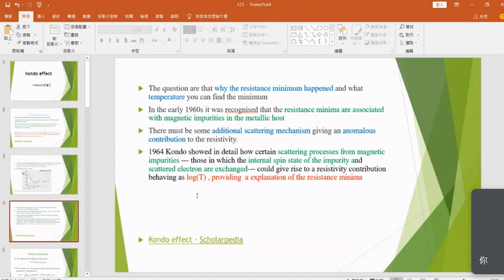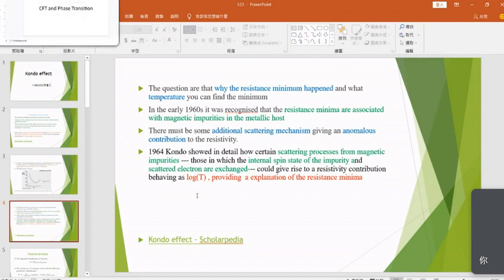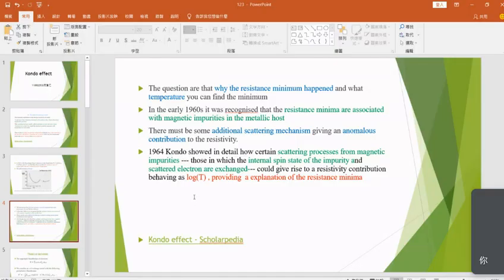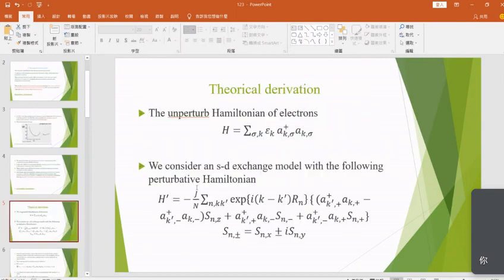This diverges when the temperature equals 0, but when the temperature equals 0 the problem is so complicated that we will not discuss it. But it is a good explanation of the resistance minimum. So I will introduce a theoretical derivation.